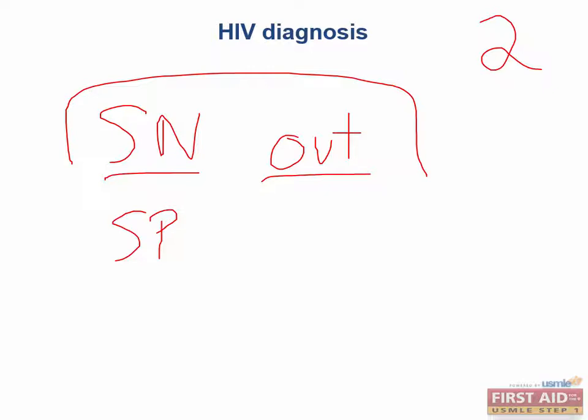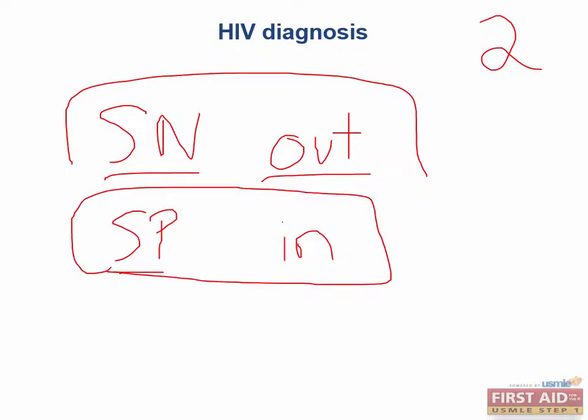Now for a highly specific test, it is used to rule in disease, meaning that if a highly specific test is positive, then the patient most likely has the disease. So we could use this mnemonic SPIN to remember that specific tests are used to rule in disease. So with these rules in mind, we can remember that diagnosis typically starts with a highly sensitive test, and if that's positive, it is confirmed with the highly specific test.